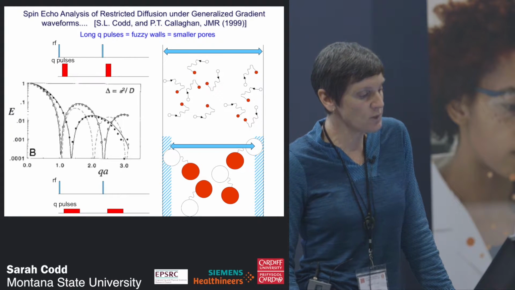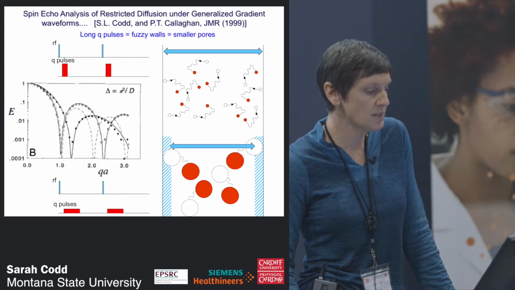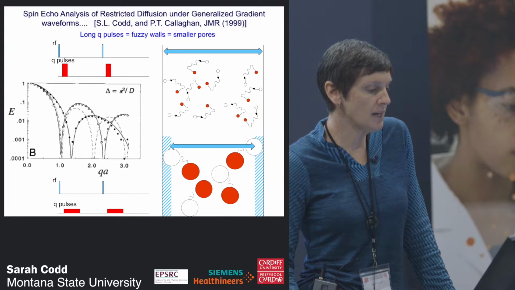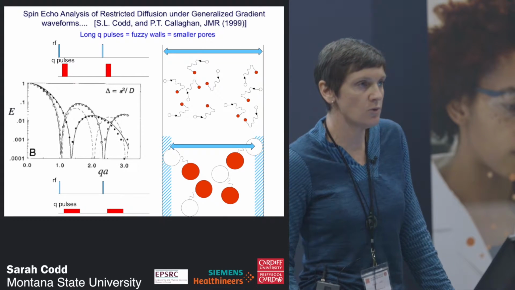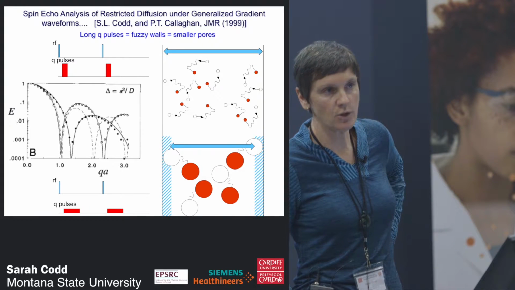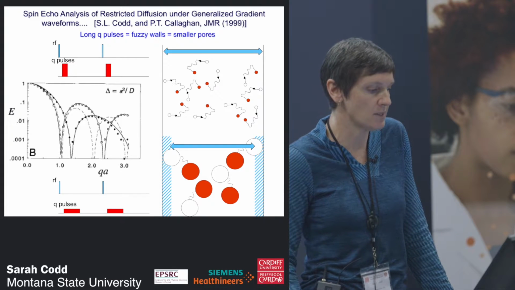The idea really was, what we showed was, if you take a narrow pulse or a finite pulse, then what you see is that the diffraction minimums are going to be reduced. So in other words, you're seeing larger pores effectively when you have finite pulses than what you would see if you measured them using the narrow pulse approximation.